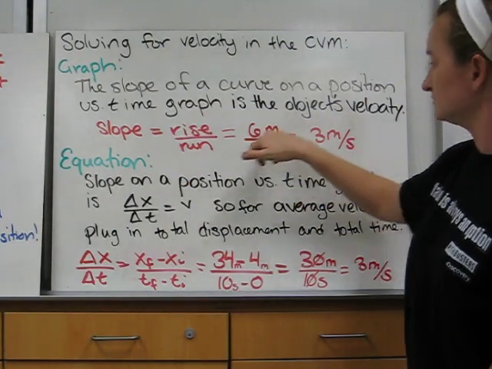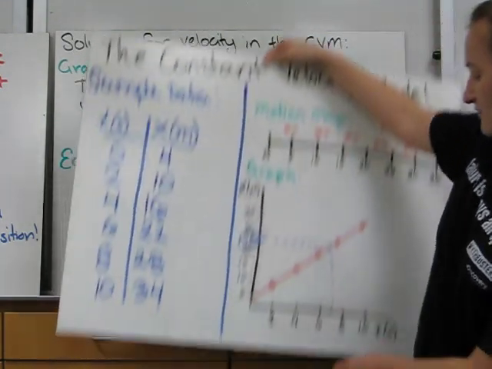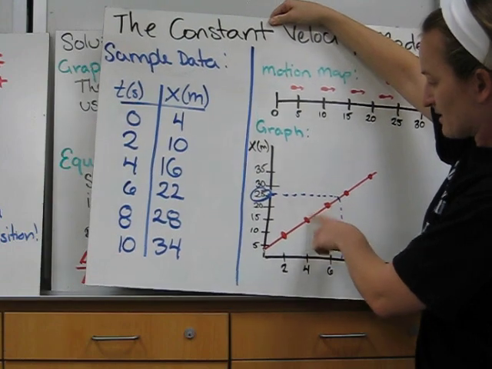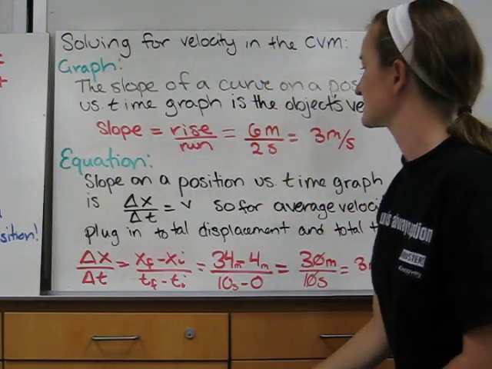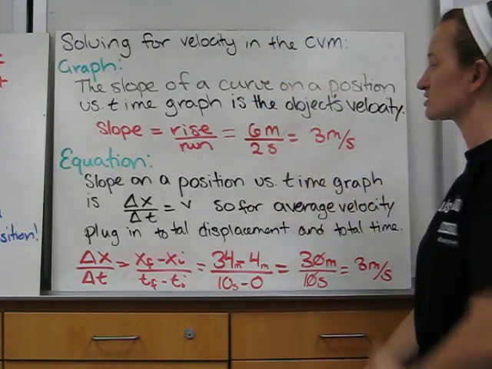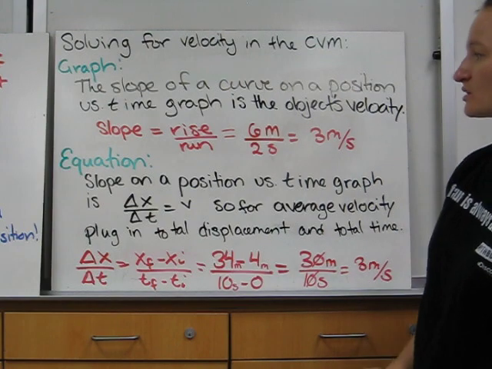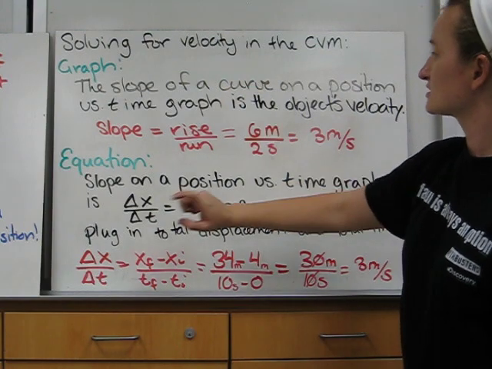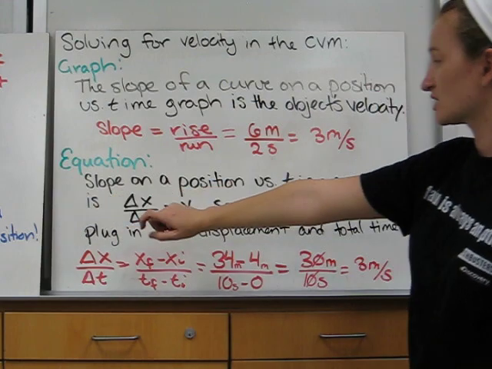So rise over run, well, in this graph, for every 2 seconds, it travels up by 6 meters. So it's 6 meters per every 2 seconds. So the slope is 3 meters per second, which is the velocity.